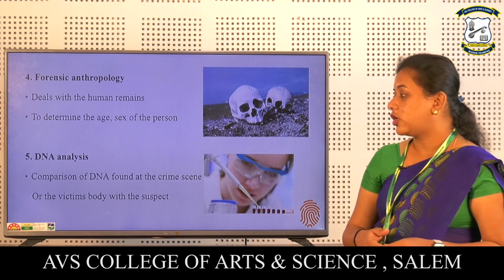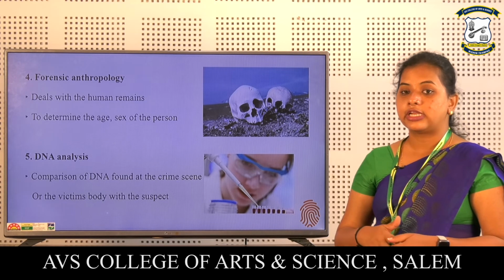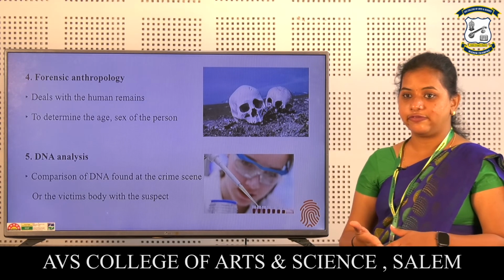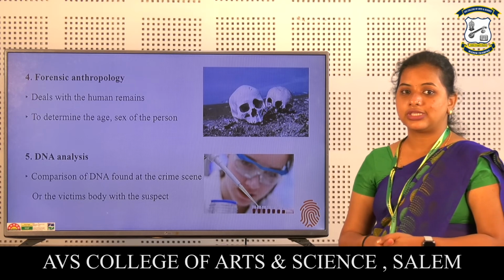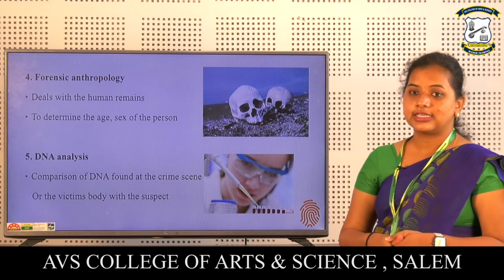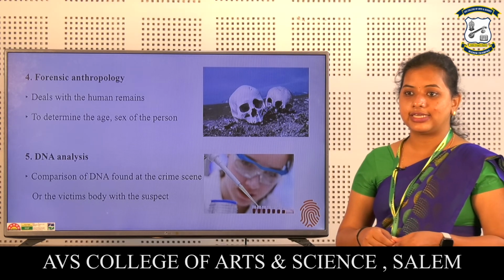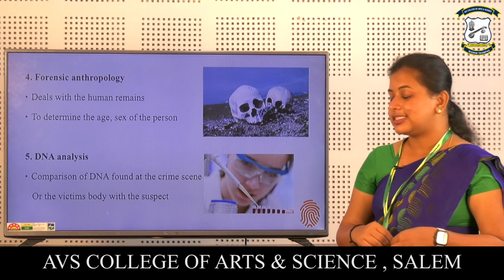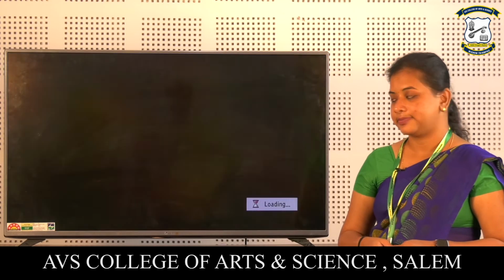Next we have anthropology. If the dead body has remained for a long period of time, then from the bone remains we can identify when the person died, what the sex of the person was, and what the age of the person was. Then DNA analysis is the most potent evidence. If we find a DNA sample, we can collect it, analyze it, and see if it is linked to the criminal or the victim.